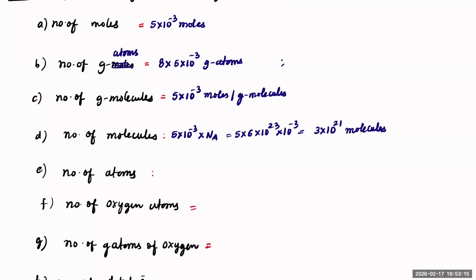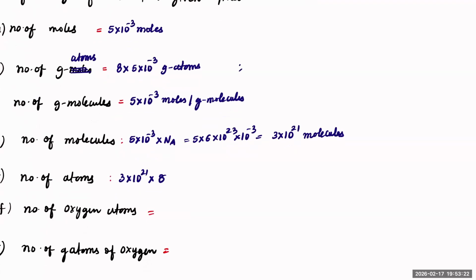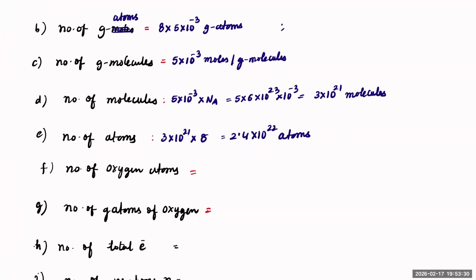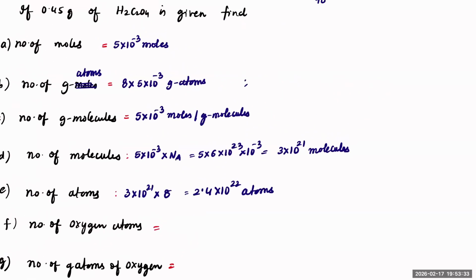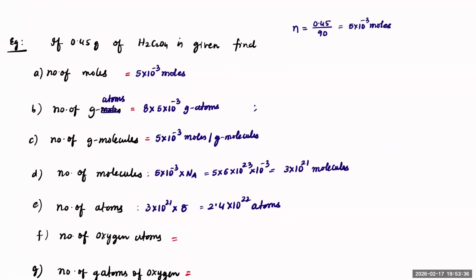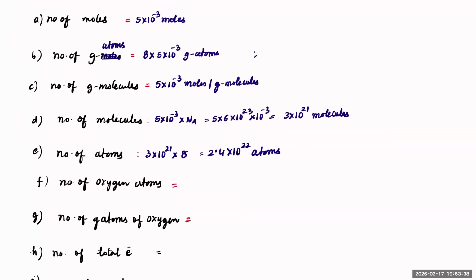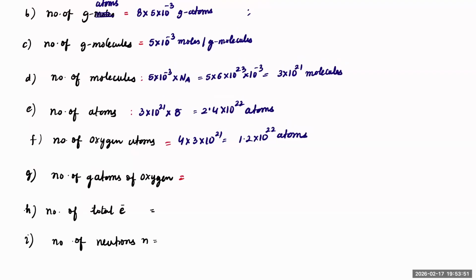If I want to figure out the number of atoms, these number of molecules multiplied by number of atoms in one molecule, which is 8. So that makes it 24, or 2.4 into 10 raised to power of 22 atoms, total atoms present in it. Right, beta? Out of that, if I have to calculate only oxygen atoms, how many oxygen atoms are there? 4. So just multiply 4 instead of that. So 4 into 3 into 10 raised to power of 21. So that makes it 1.2 into 10 raised to power of 22 atoms. Correct?